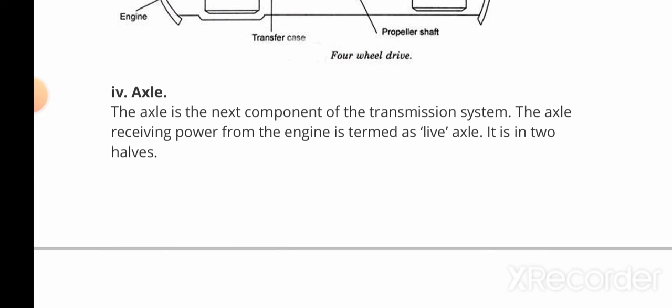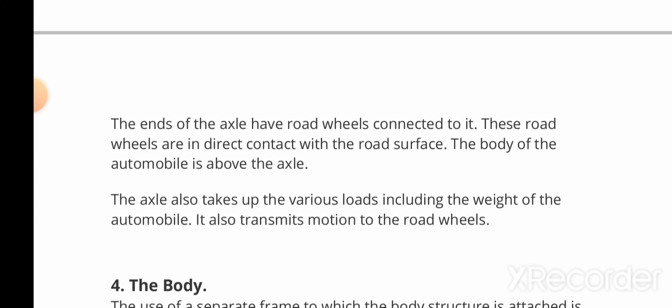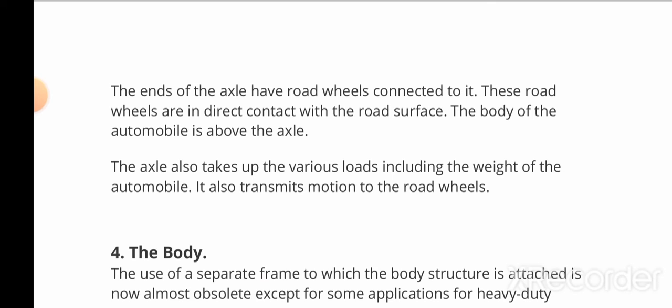So our next topic is the axle. The axle is the next component of the transmission system. The axle receiving power from the engine is termed a live axle. It is in two halves. The ends of the axle have the road wheels connected to it. These road wheels are in direct contact with the road surface. The body of the automobile is above the axles. The axle also takes up the various loads including the weight of the automobile. It also transmits motion to the road wheels.